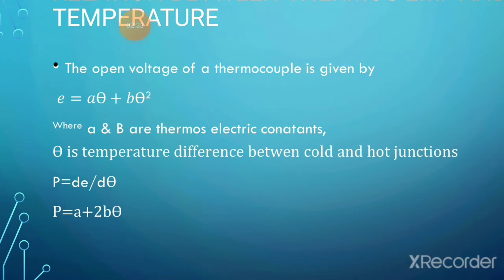Now differentiate the above equation. We get dE by d theta, which is nothing but P. P is the thermoelectric power. Differentiating the EMF expression, we get P equals A plus 2 times B into theta.